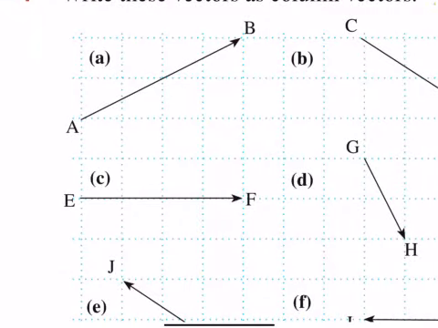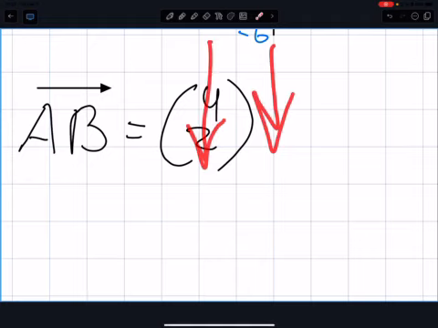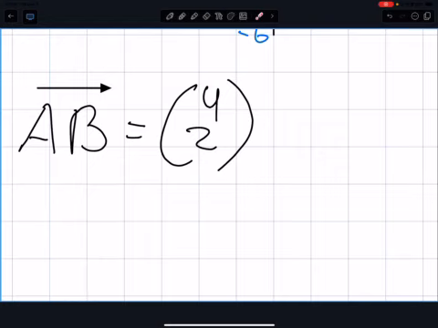The X value is 4 and the Y value is 2. So my column vector AB is 4 in the X value and 2 in the Y value. You guys remember, columns are from top to bottom. Do not forget, you're going to get rows and columns, so do not get confused with the two. Rows and columns.